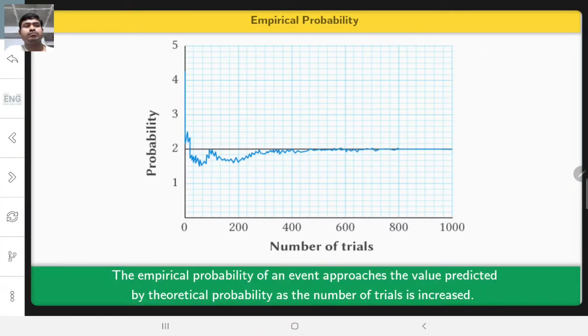The empirical probability of an event approaches the value predicted by theoretical probability as the number of trials is increased.